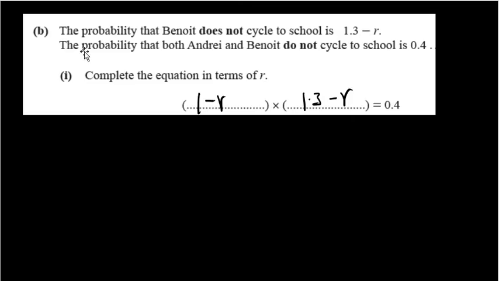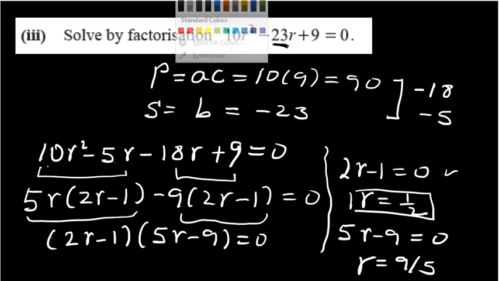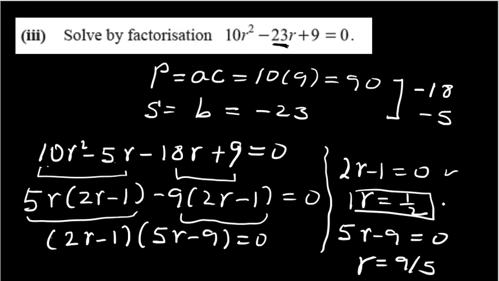Okay, when you go to the next question, it says find the probability that Benoit doesn't cycle to school. Remember, in the previous page, we have seen that the probability that Benoit doesn't cycle to school is 1.3 minus r. So which r will be taken from here? There are two r's here. One of the r is just 1 over 2. We have got it already here. One of the r is 1 over 2 and the other r is, as you see, 9 over 5. But this is impossible.